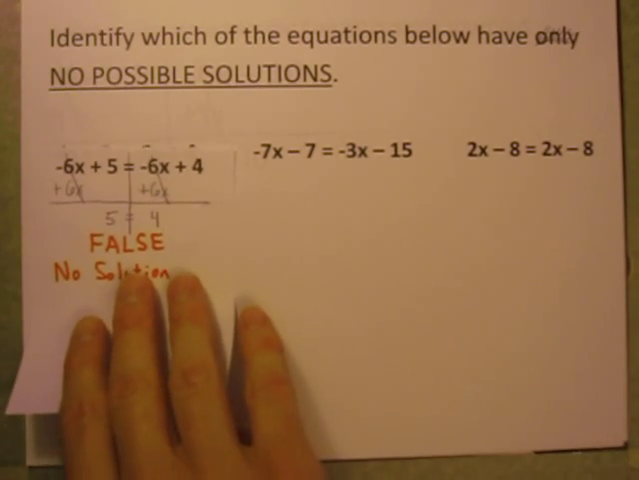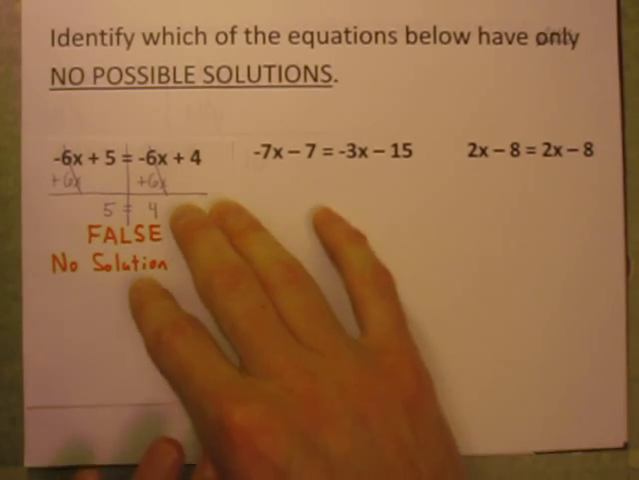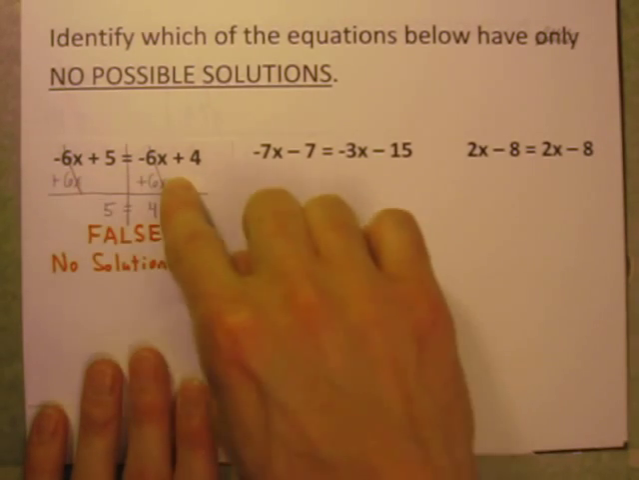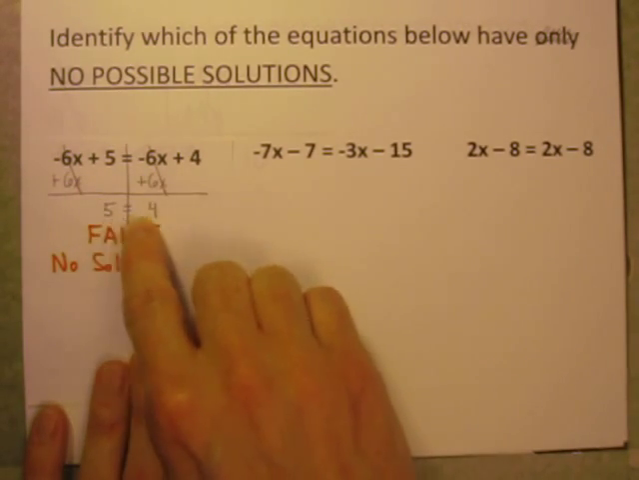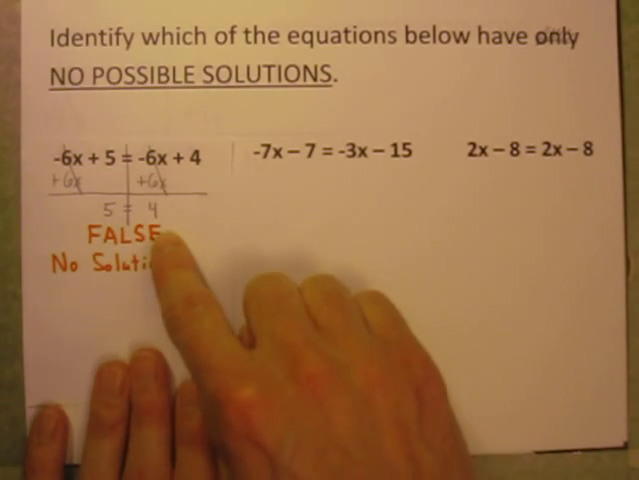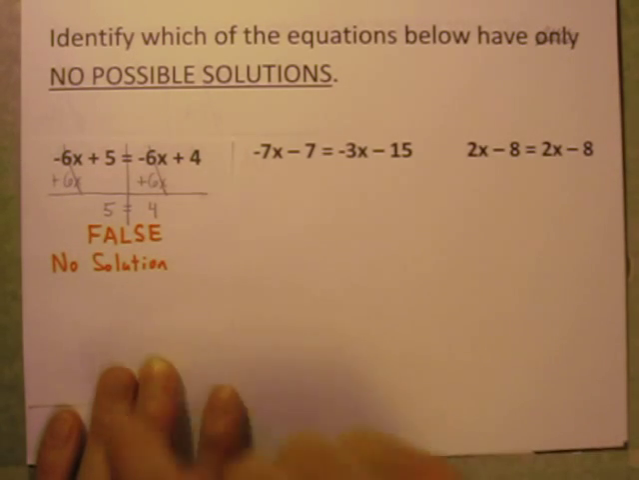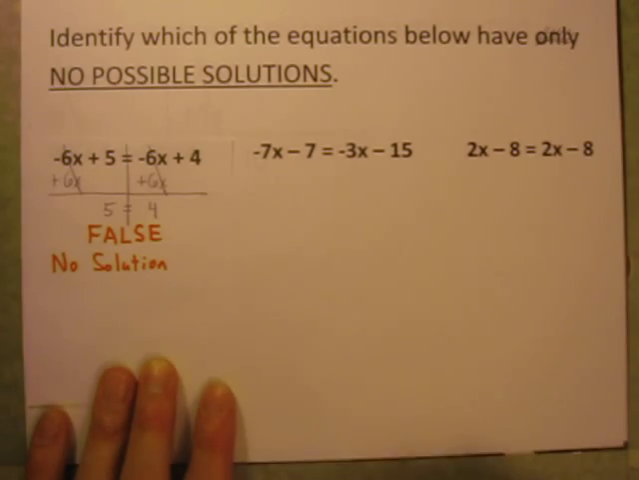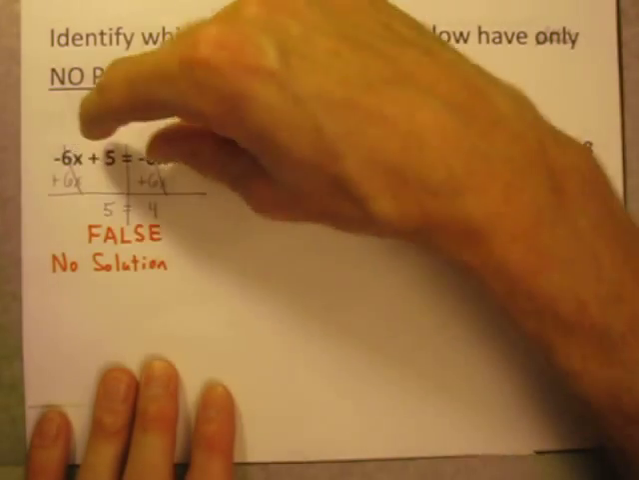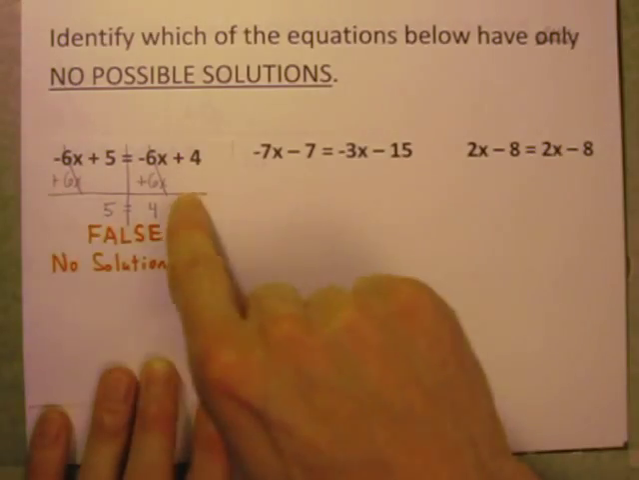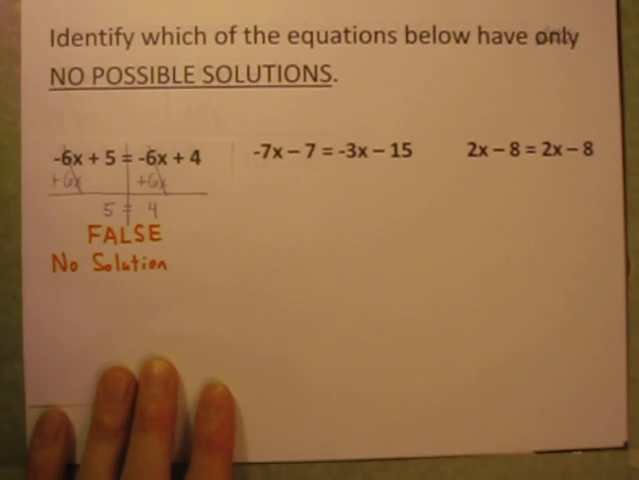Let's see what's going on here. If I try to solve this first one, as predicted, the x terms cancel away, and we're left with 5 is equal to 4. Clearly that is false, so we know that this equation has no solution. No matter what value you try for x, the two sides will never ever be the same.